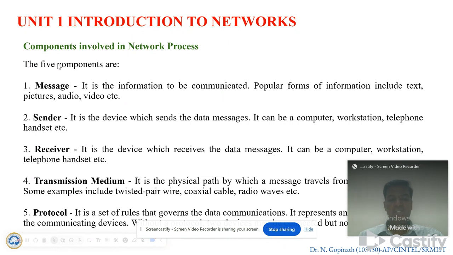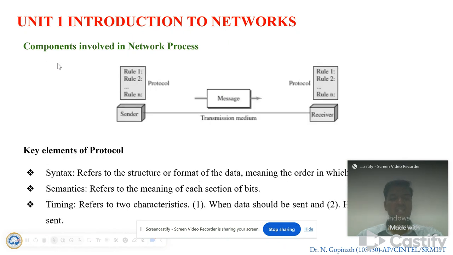Fourth one is a transmission medium. It is a physical path by which a message travels from one machine to another machine. For example, twisted pair wire, coaxial cable, radio waves, etc. And the last one is the protocol. It is simply the set of rules that governs the data communication. Next is the key elements of protocol. There are three key elements which constitute a protocol. The first one is the syntax, the second one is the semantics, and the third one is the timing.